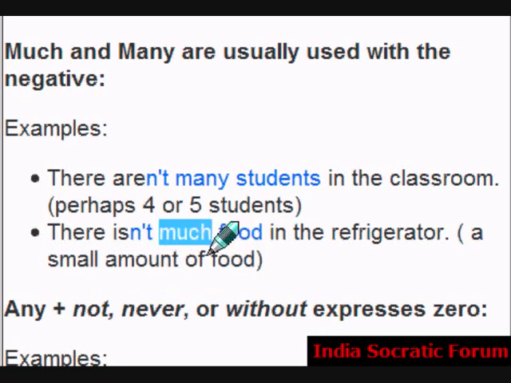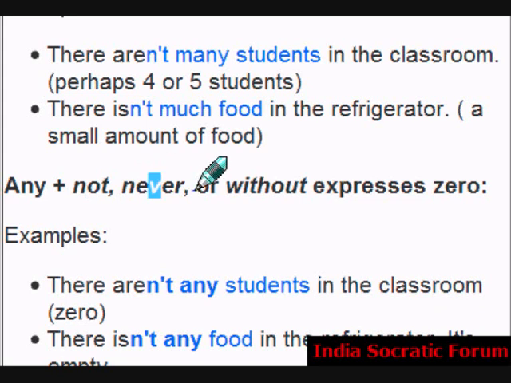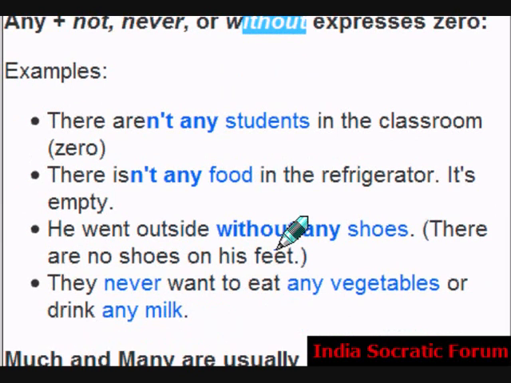Specific food like idlis, we say how many idlis are there. But since food is a non-count noun, we use much. There isn't much food in the refrigerator. Any plus not, never or without expresses zero. What all expresses zero condition? Any, there aren't any, like that. Okay, there are not any, never or without.